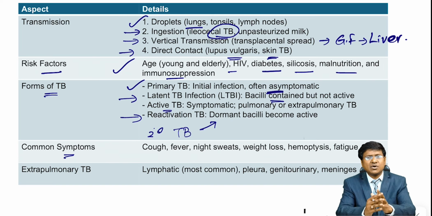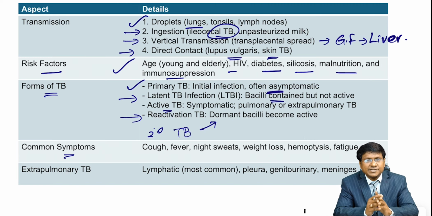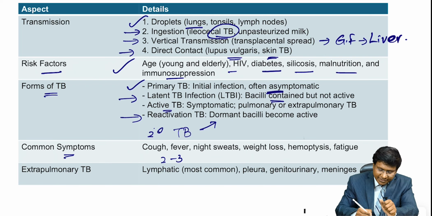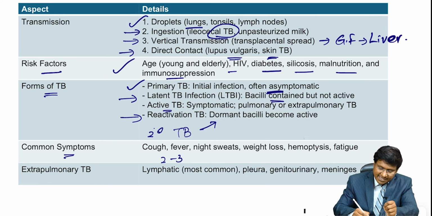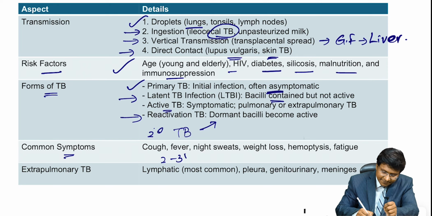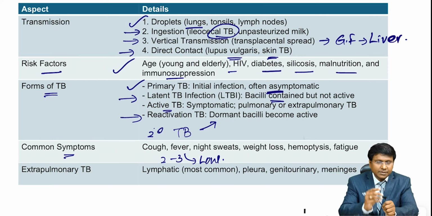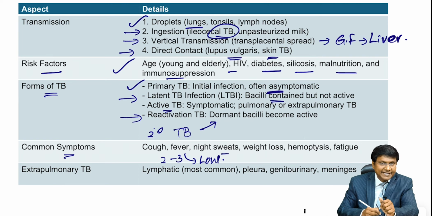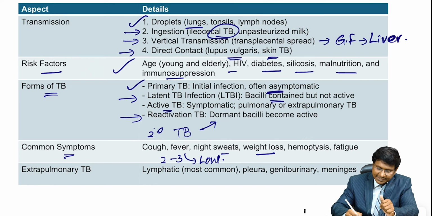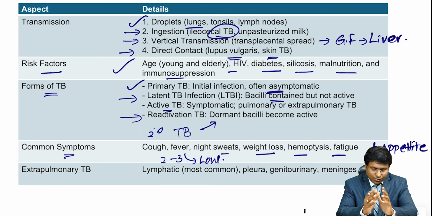And next, the common clinical manifestation that you have in patients with tuberculosis is cough. This cough is associated with expectoration, and it will be there for nearly 2 to 3 weeks. And the patient will have fever as well, and this will be a low-grade fever. Along with this low-grade fever, these patients will also have night sweats, and there is also weight loss, and decreased appetite in the individual. And along with that, there is hemoptysis as well as fatigue. So these will be the common symptoms that you will have in patients with tuberculosis.